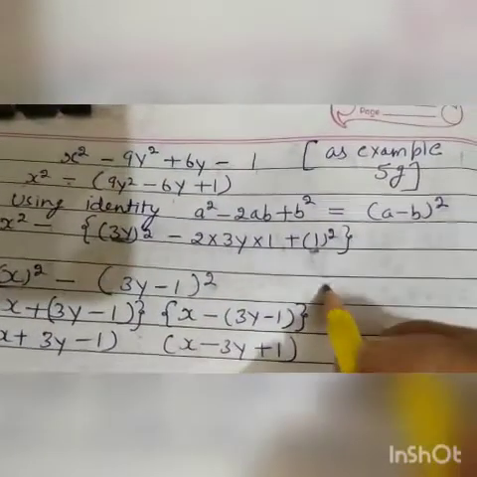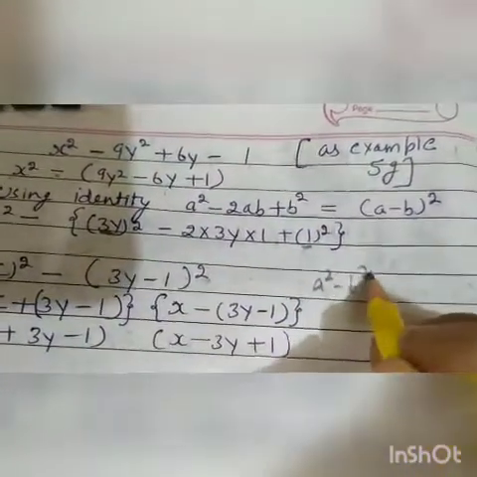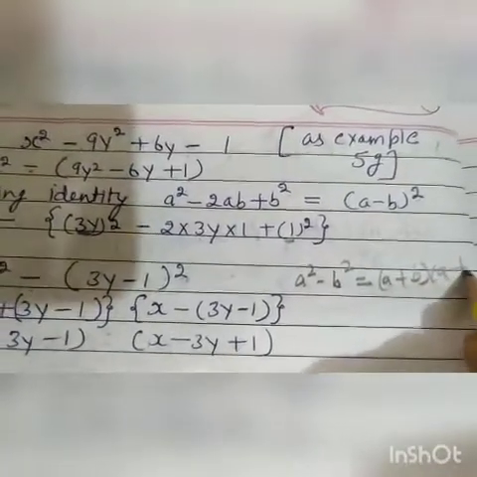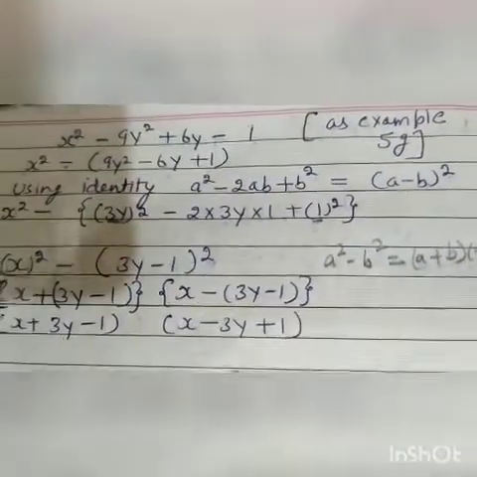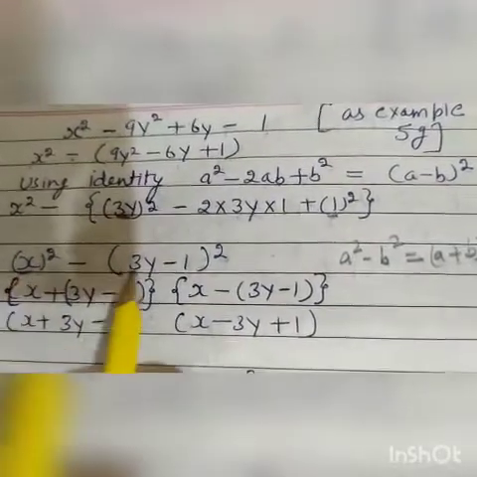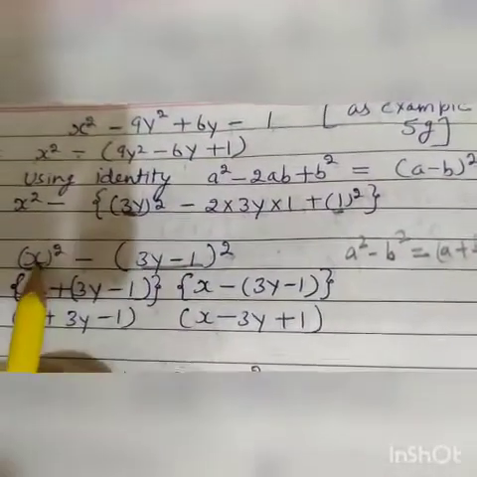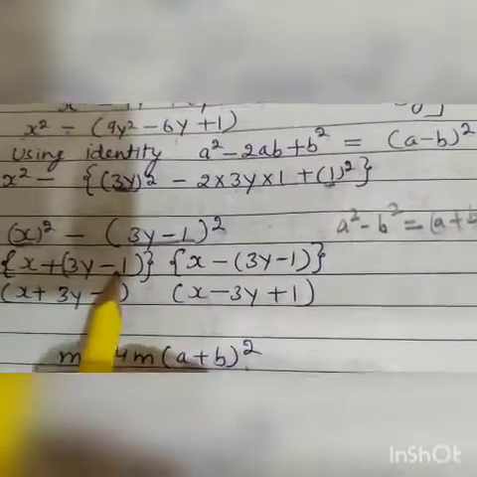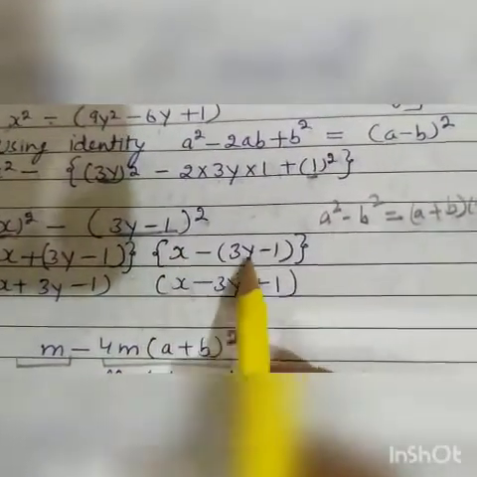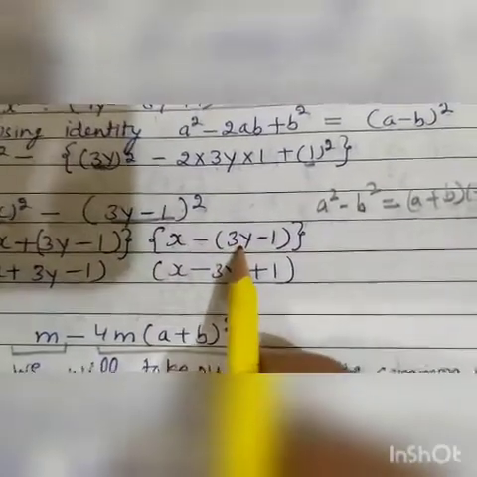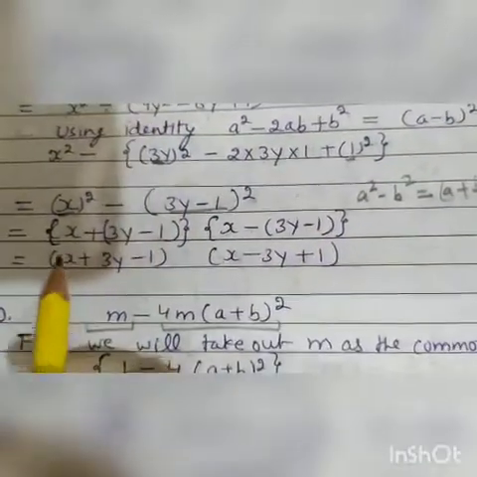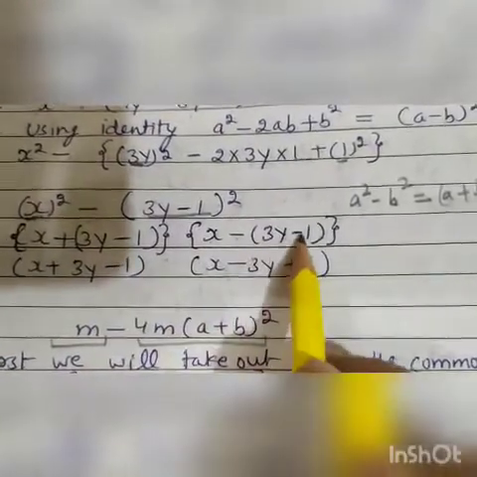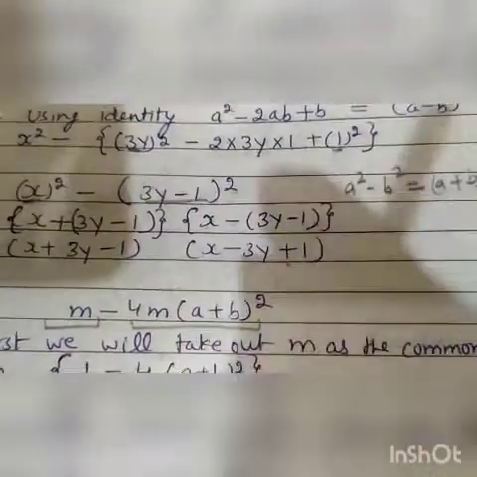Now here we will apply the identity a square minus b square is equal to a plus b, a minus b. So it is a and it is b. A plus b, a is x, b is 3y minus 1. Then a minus b, a is x, b is 3y minus 1. Now solve it: x plus 3y minus 1, x minus 3y plus 1. Next part.